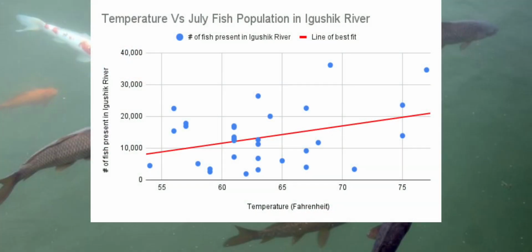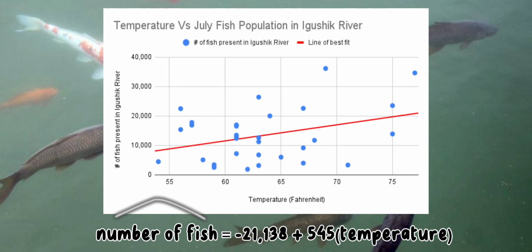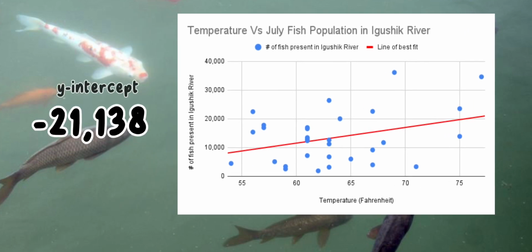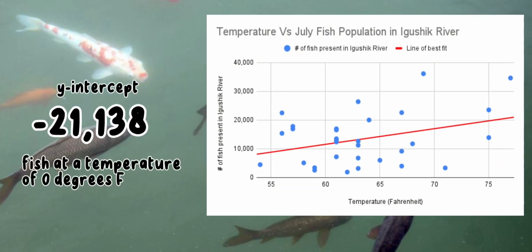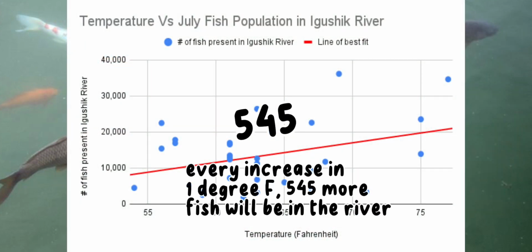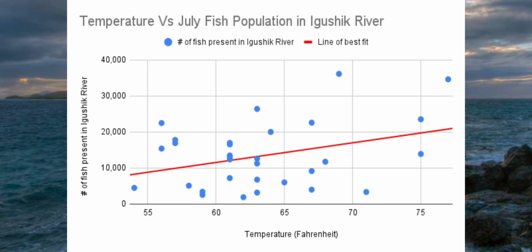The equation of the line is number of fish hat is equal to negative 21,138 plus 545 times temperature. The number negative 21,138 predicts how many fish would be in the river at a temperature of 0 degrees Fahrenheit, which is a pretty major extrapolation. It's not likely that there will be negative 21,000 fish in the river after all. The slope is 545, which shows that for every increase of 1 degree Fahrenheit, 545 more fish will be present in the river. We need to know the measures of center and spread for the data as well.